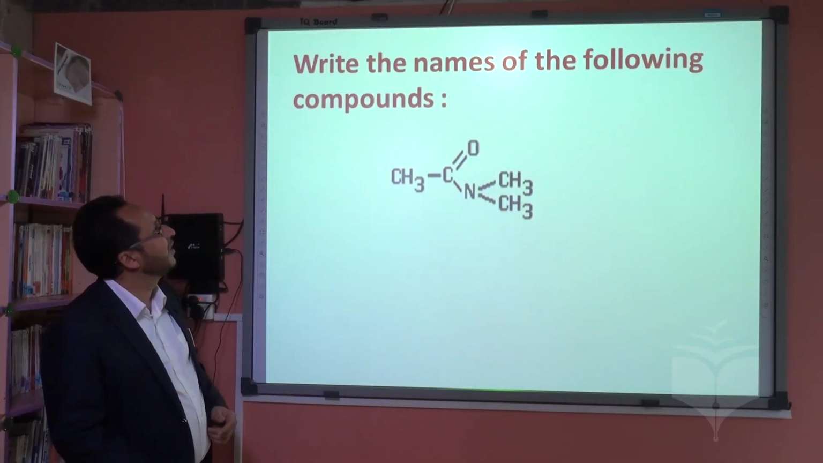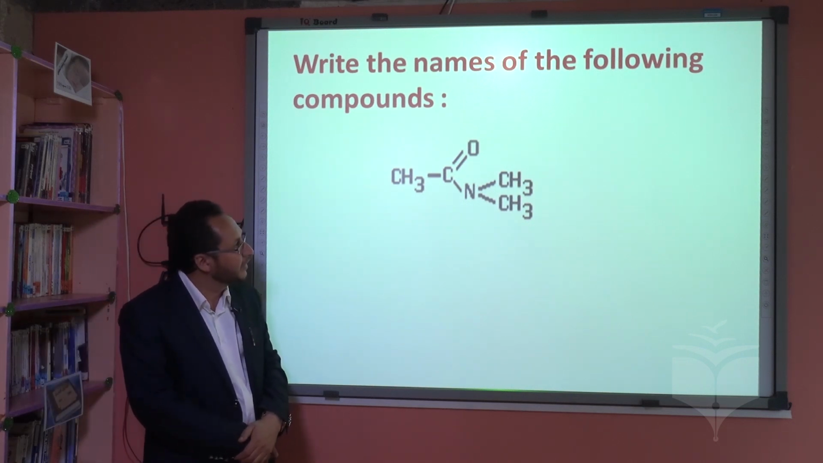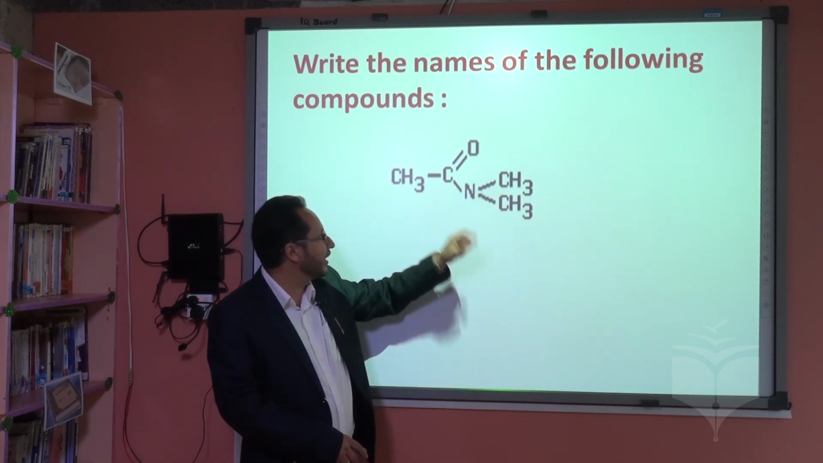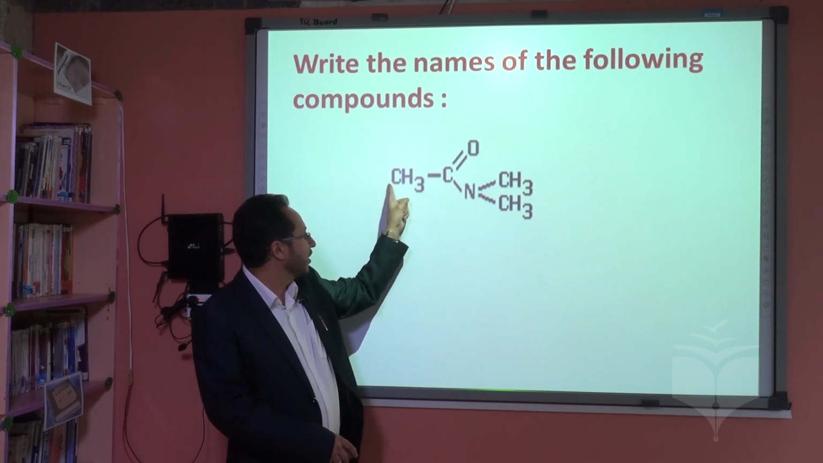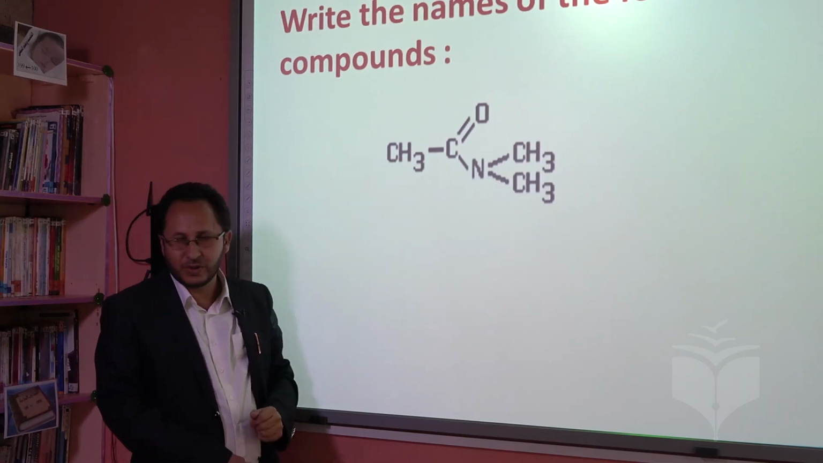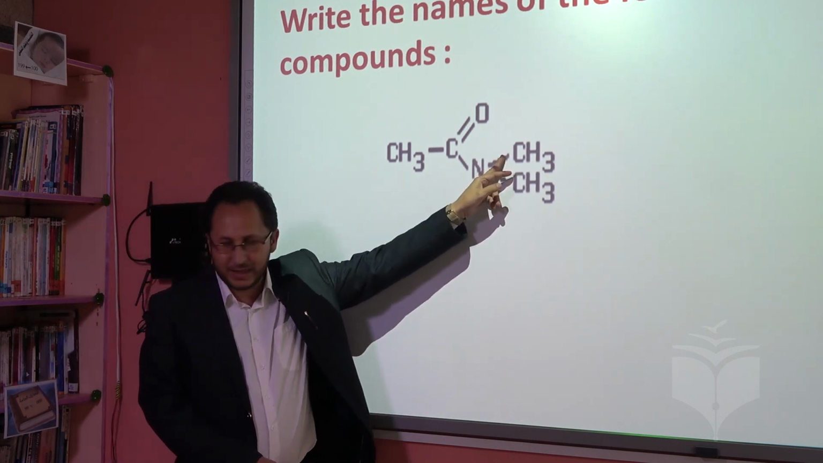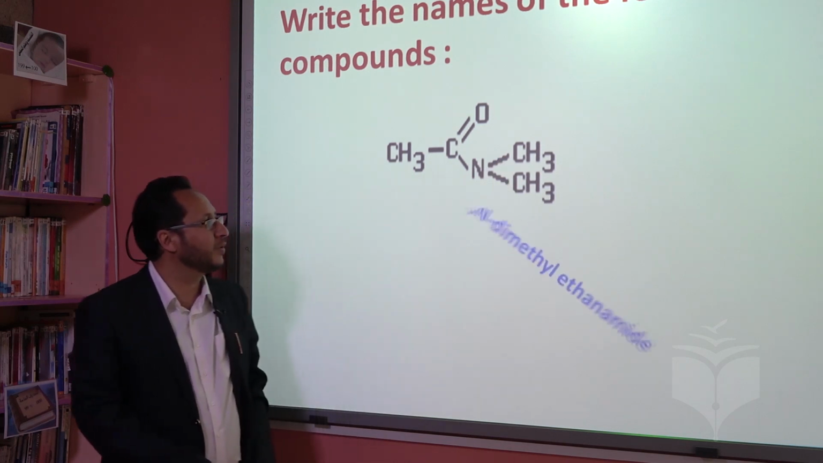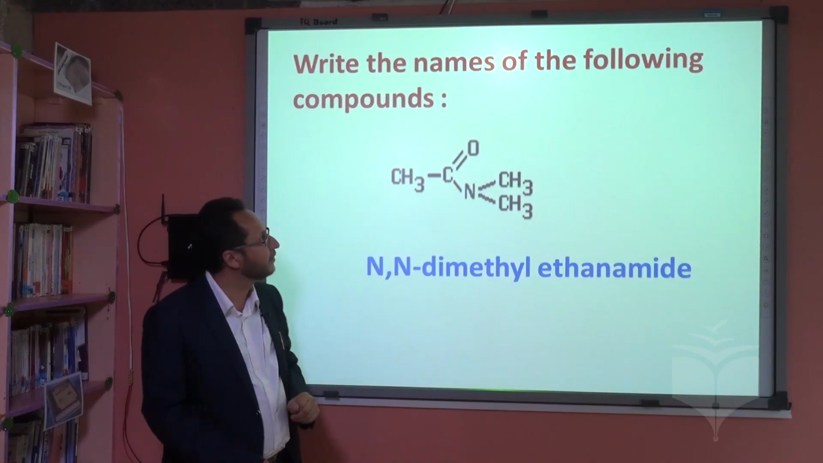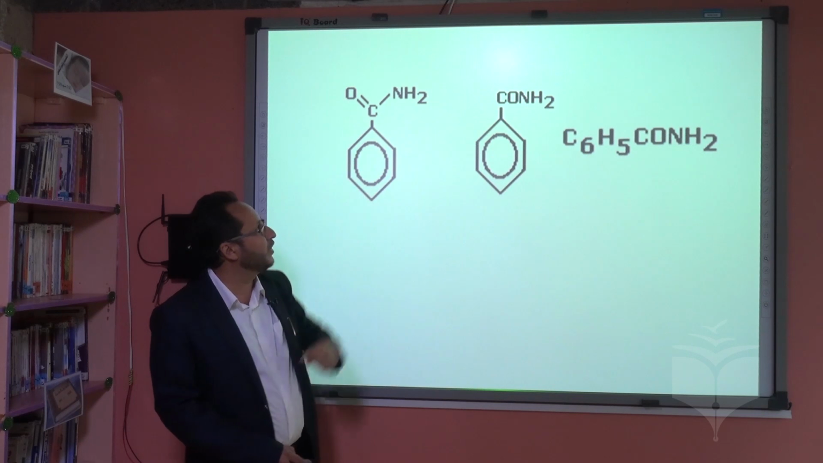Here, what is the name for this compound? You have to guess this compound. Yes, this is N, this is CH3, CH3, and this is the amide. So how many carbon atoms? 2. So it is ethane, and here we have N-methyl, and this is another N-methyl. So what do you call it? N,N-dimethylethanamide.